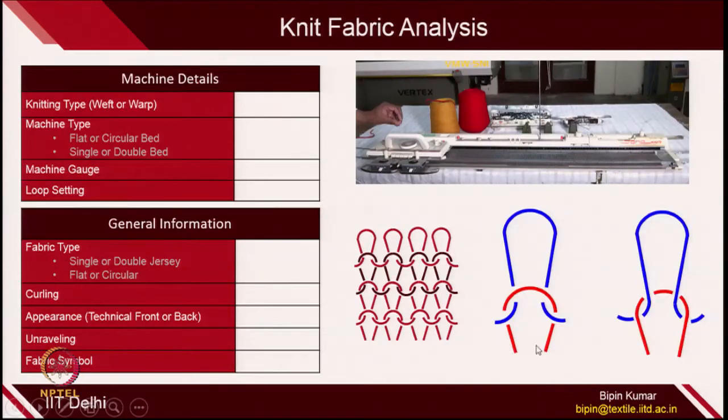We have also introduced you to the technical back side, when the loop is being formed on the back side. In this case, you can only see the head part and the sinker part, and this is the technical front side of the loop. You can see the loop is being formed on the front side of the back old loop. Here legs are visible. So this is the technical back loop and this is the technical front loop.